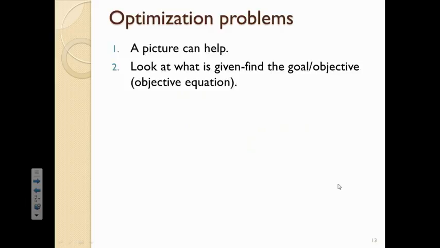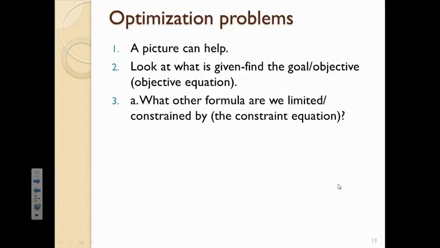Then, look at what's given. You want to find the goal, the objective, what you're looking for. Of course, this is going to be the objective equation. You're looking to maximize or minimize something, whether it's maximum revenue, maximum profit, maximum area, or minimum cost, minimum surface area, that kind of thing. That's going to be our objective equation. Look for what other formula we are limited to. That'll be the constraint equation. It varies in each problem.